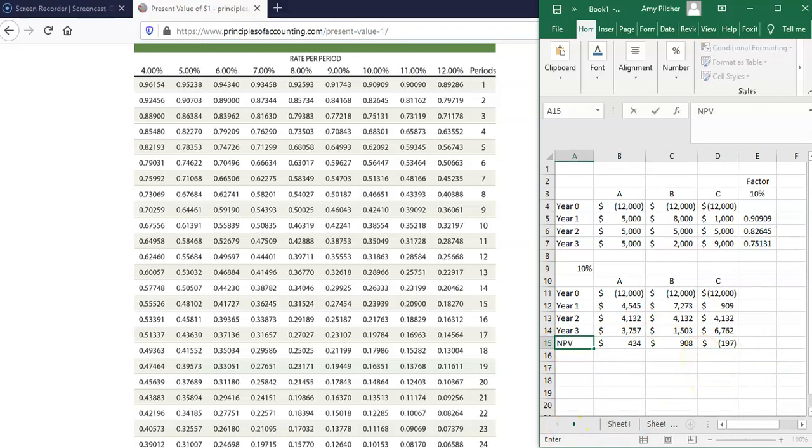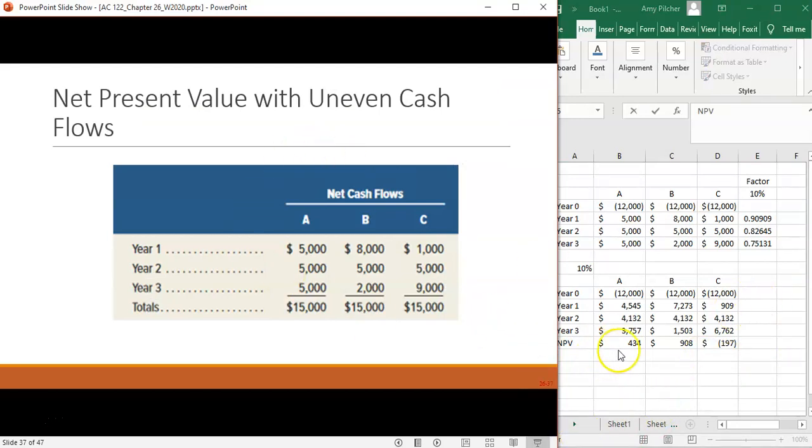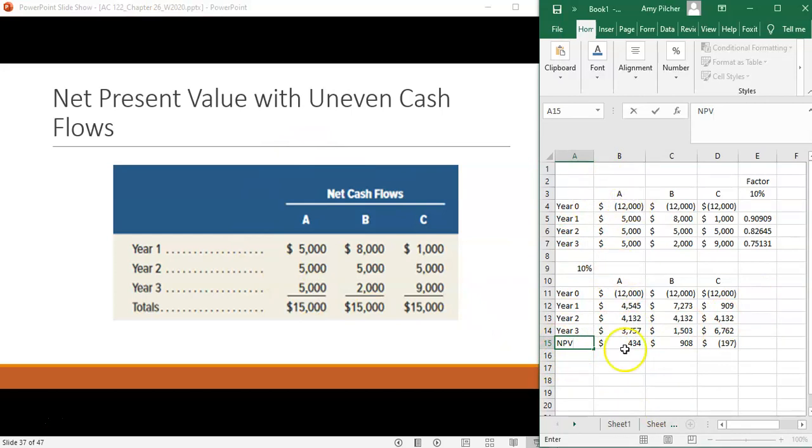So the net present value of each project is shown here. So for project 1, or A, we have a net present value of $434. For project B, we have a net present value of $908, and project C has a negative net present value. So when we look at these 3 projects, we know that project B is the best choice, looking at the net present value calculations.